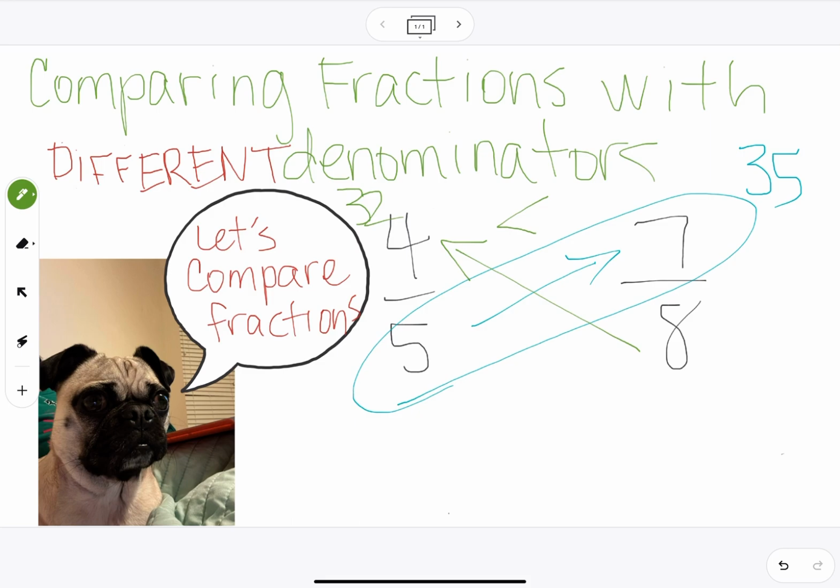Okay, so that is 3 different ways to do that comparing.